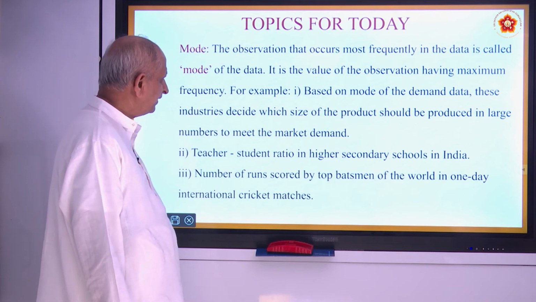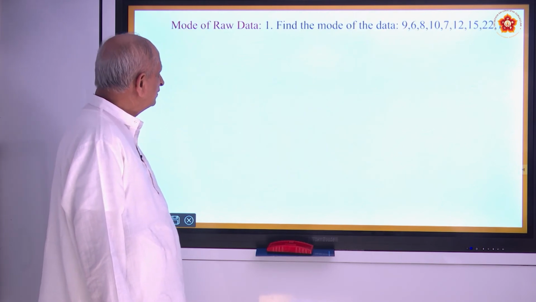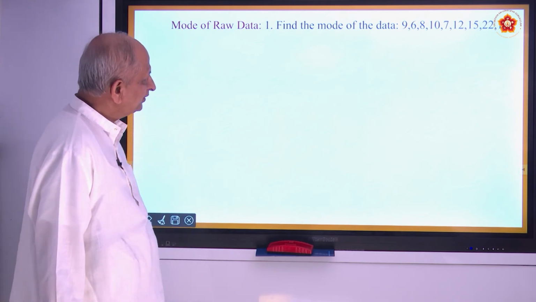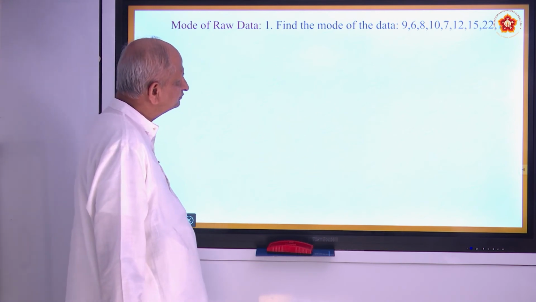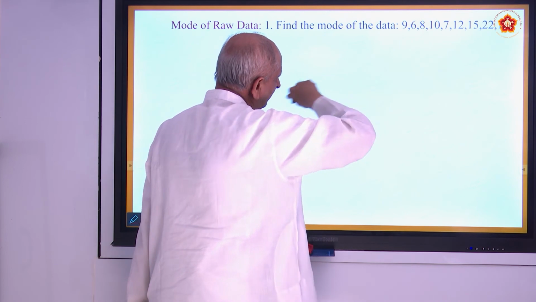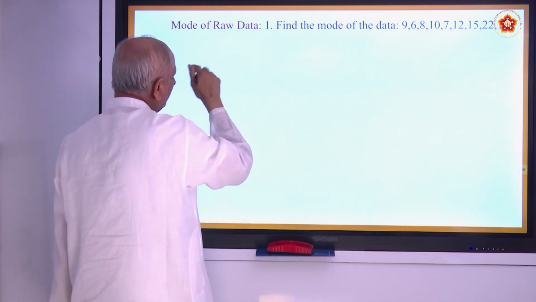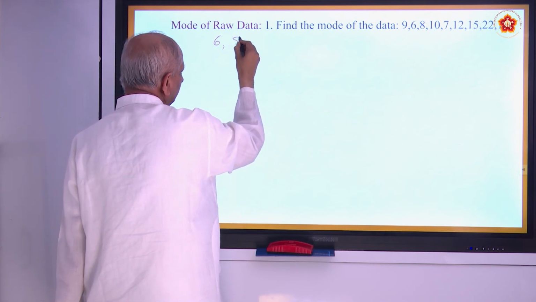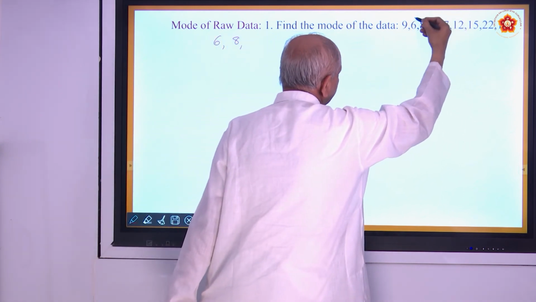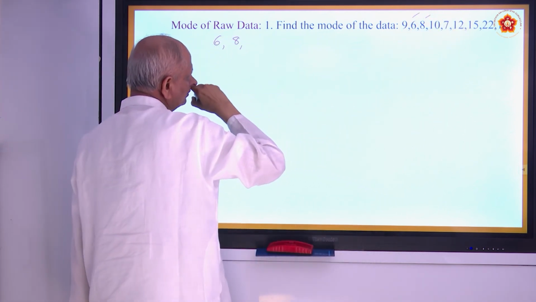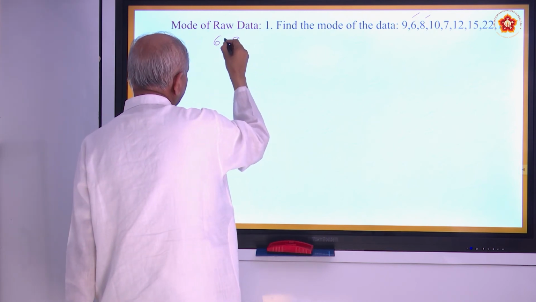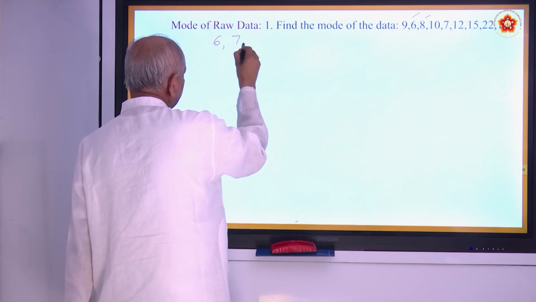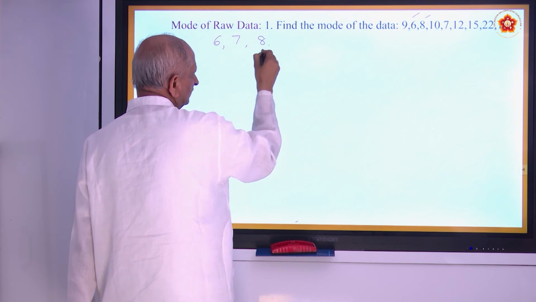So let us see what is meant by mode. Find the mode of the raw data. In this data, so this is the data given. You can write it in the increasing order. Say first one is 6, then you have 8, 6, 8. Okay. Then you can write before that you have 7. So 6, 7, then 8.